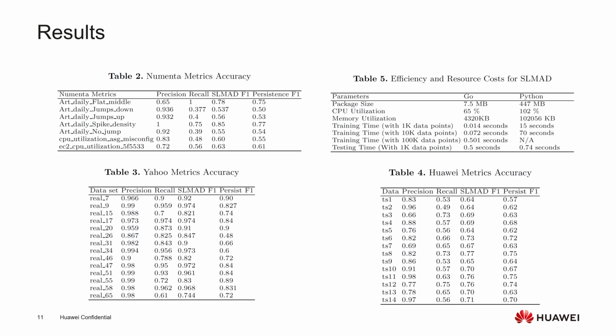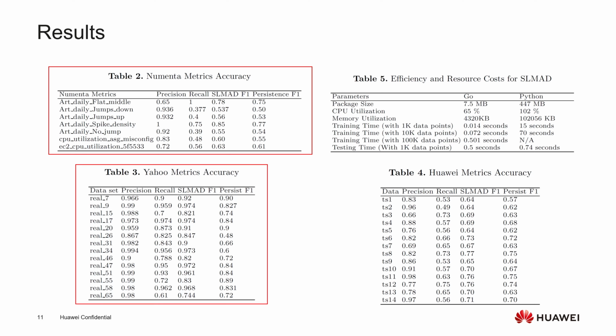So these are the results that we got for our algorithm. Looking first at table 2, which was evaluated on the Numenta dataset, we can see that our approach achieves very good precision and recall as well. The F1 score for our approach was consistently better than the approach that we compared it against, a persistence anomaly detection algorithm. You can see that for each of the data sets, our SLMAD approach has achieved a higher F1 score.